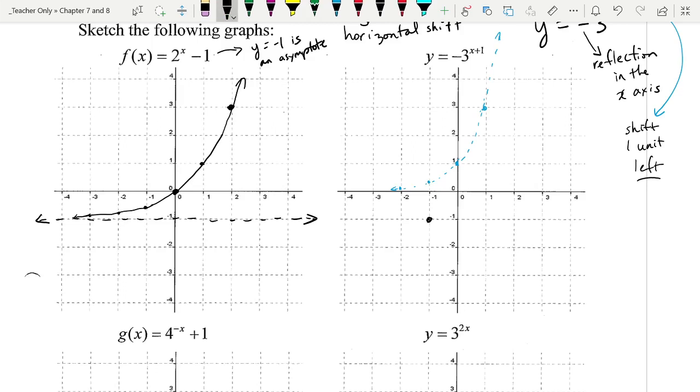Boom. There's my 0, 1 point. Got moved. Let's take this point here. Reflect it in the x-axis, then shift it 1 to the left. Take this point here, reflect it, and shift it 1 to the left. Take this point, reflect it in the x-axis. So 1, 2, 3, 1, 2, 3, but then move it 1 to the left.